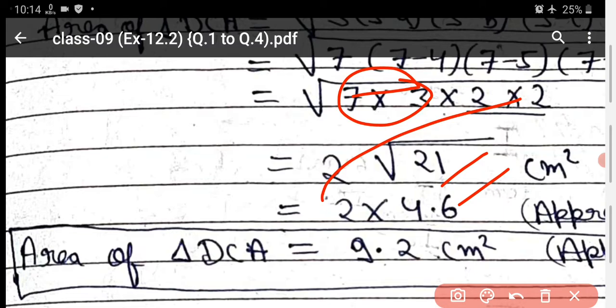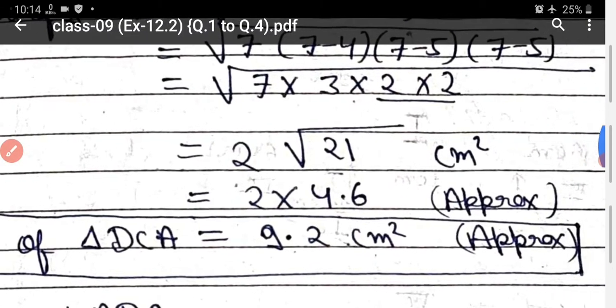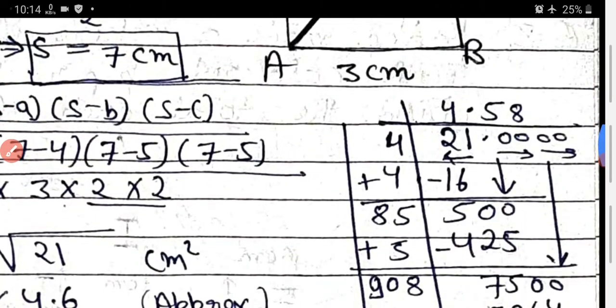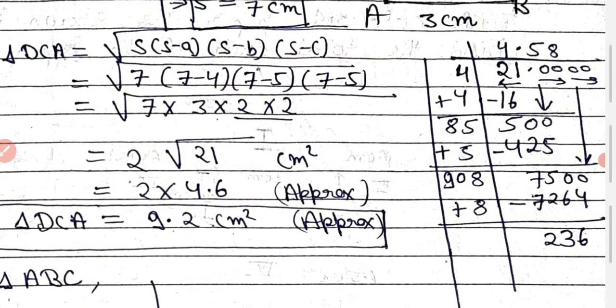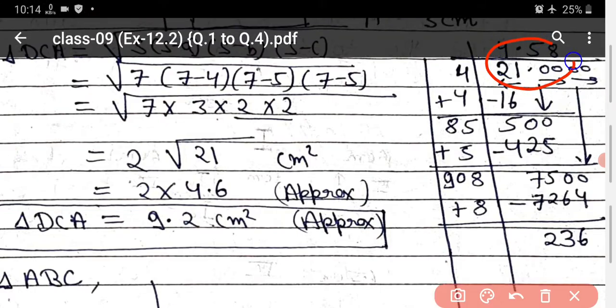So you have to find the value of under root 21 by using the long division method. I am also solving it here, because it is a class 8 method. So what is the value of under root 21? You will get 4.58. When you convert this 4.58 to significant figures, it becomes approximately 4.6. Just multiply 2 into 4.6, you will get 9.2 centimeter square. Approx means nearby value.